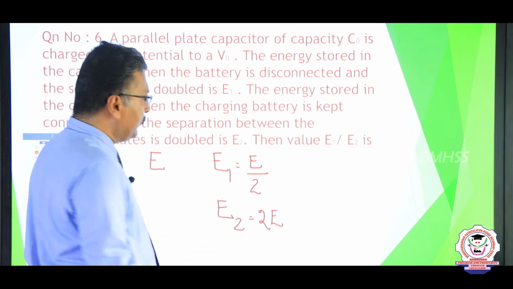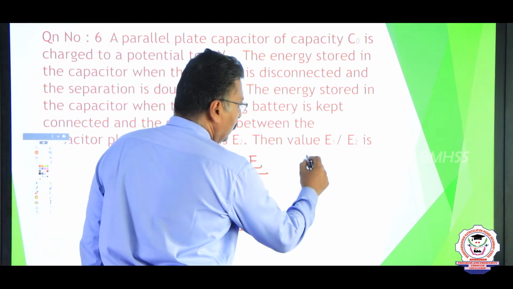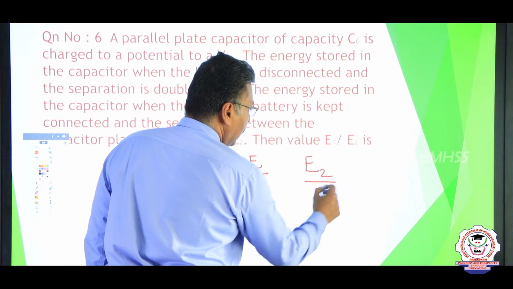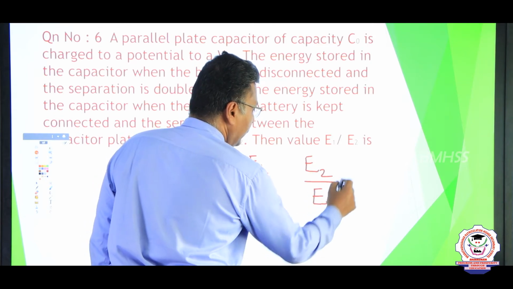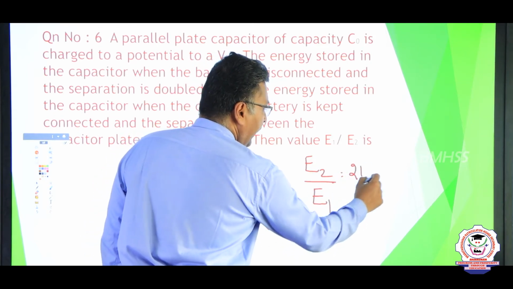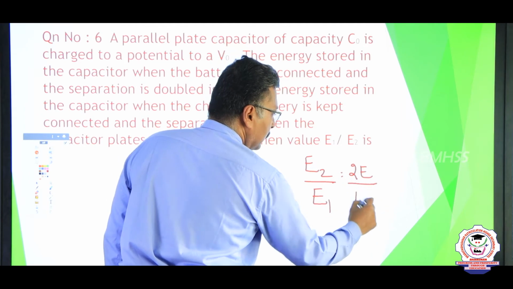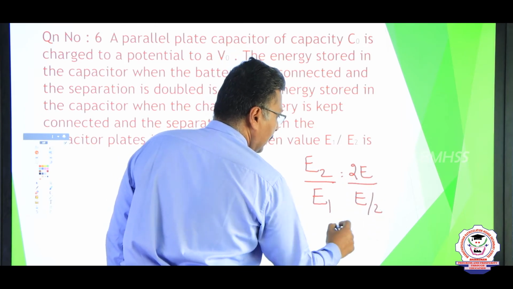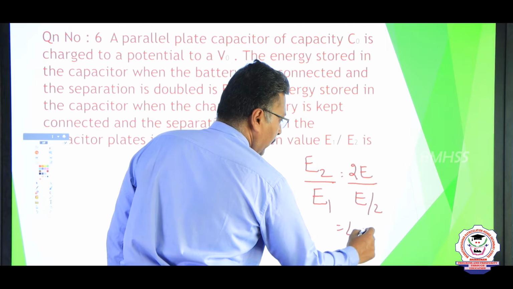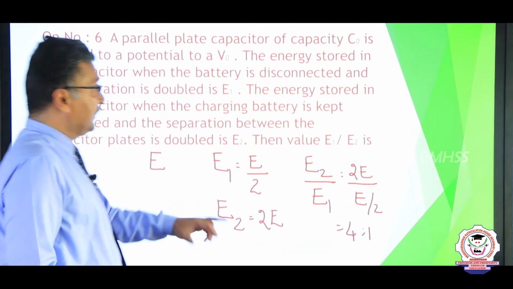Now the ratio of E2 by E1 is what we want. E2 by E1 ratio is 2E by E by 2. So this is equal to 4:1. It will not take more than 10 seconds if you understand the problem.